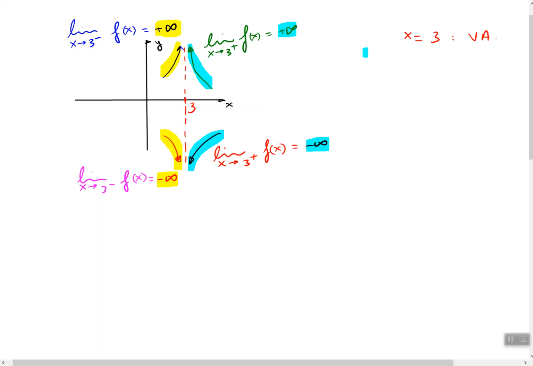So with all these things, if you have one of these limits, you don't need to have all 4 of them. If you have one out of these 4, whichever one, it doesn't matter, we say that 3 is a VA. Okay, so does that make sense? Let me know if it doesn't make sense, and I'll try to put another video with another answer.